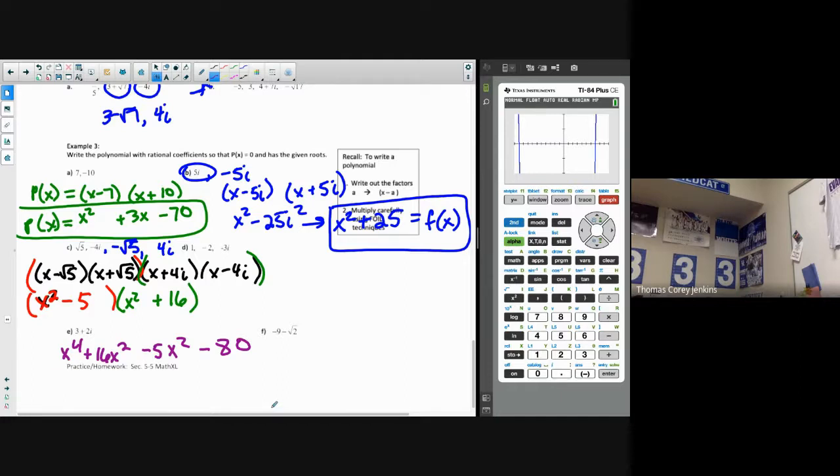And then you could check some of that on your calculator, but you wouldn't see the imaginary roots, right? And the square root of 5, you're not going to be able to see on a table or something, okay?